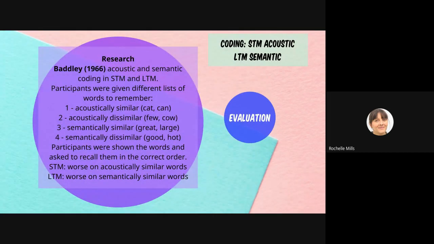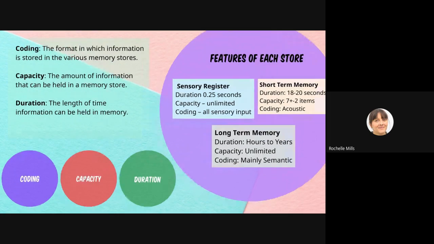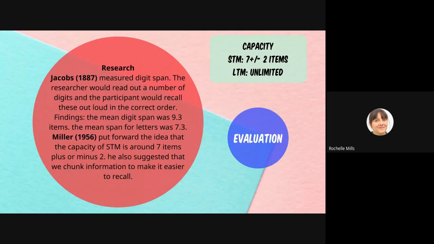So that's the coding. So we've got Baddeley and it's the acoustic and semantic coding. Then we've got capacity. So the capacity of short-term memory is 7 plus or minus 2 items. And this research here focuses mainly on short-term memory because it's really hard for us to test the capacity of long-term memory because it is unlimited. So we've got two pieces of research here.